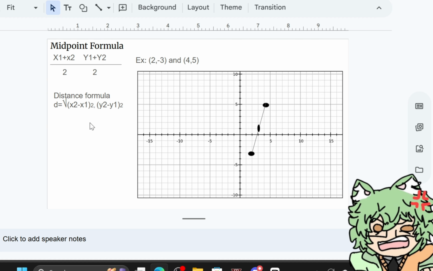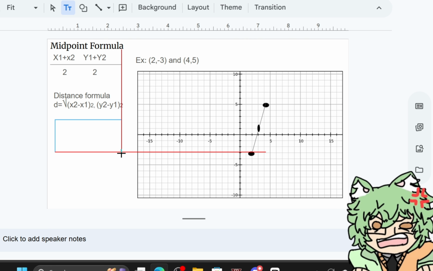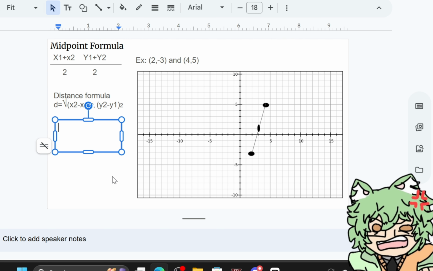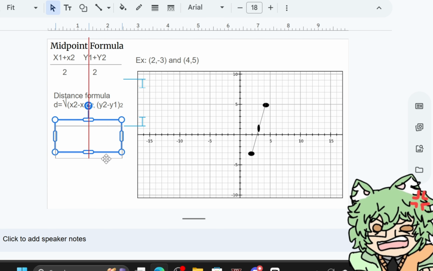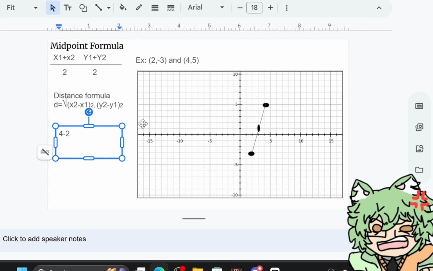So, in this equation, you would write it as literally 4 minus 2 to the power of 2. I'm not doing that, but you get my point. Fine, here. Is that better? Is that what you want from me?